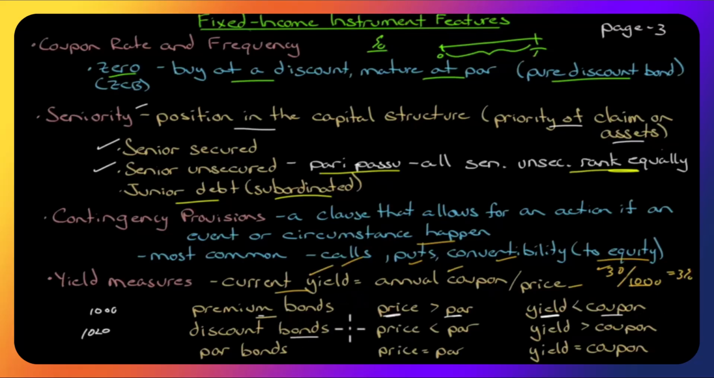A discount bond is the other way around. The price is below par. That means the yield that you get is greater than the coupon. So this is just saying that the coupon is not high enough to hit the yield that the market needs to see on this particular bond. So we're going to have to buy it at a discount. And par bonds, price equals par, yield equals coupon.